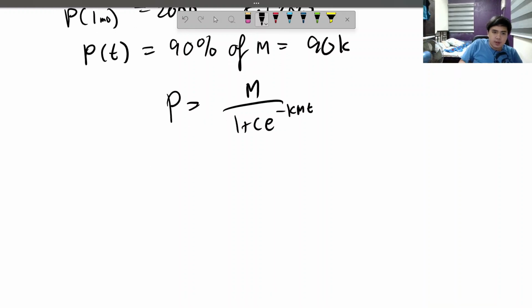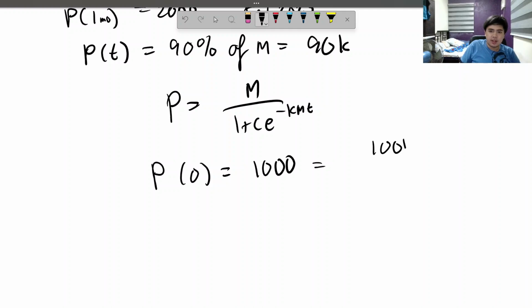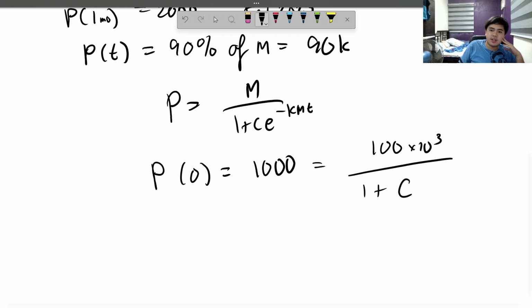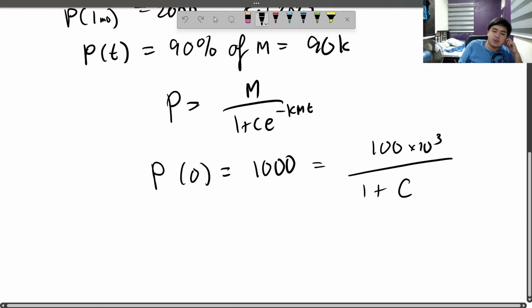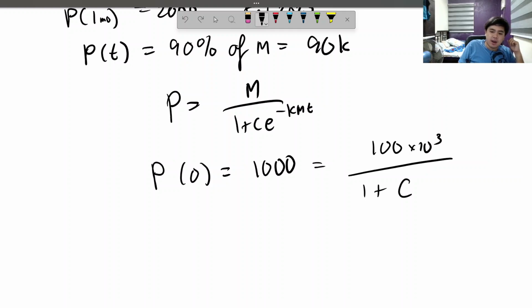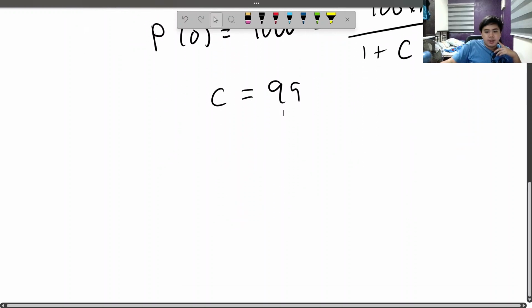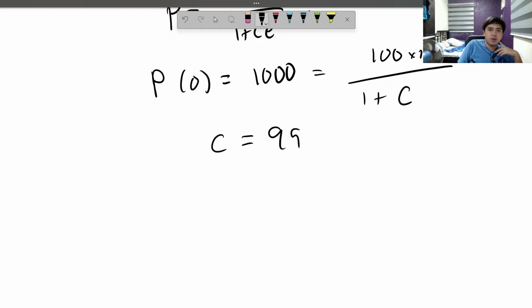P of 0 is 1000, and it can also be written as 100K or 100, okay, that will be confusing, times 10 to the 3 over 1 plus C e to the 0. C e to the 0 is C, so we can remove e to the 0. And by doing some calculator stuff, C is 99. Next, now that we know C, we need to know k.